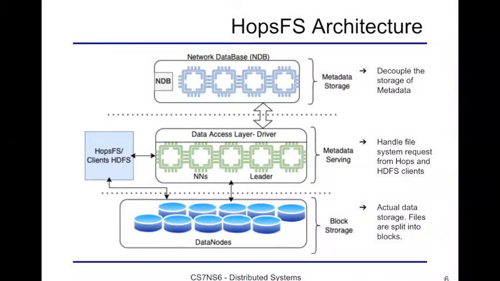HopsFS is a distribution of the Hadoop file system that's designed to tackle the limitations and shortcomings of HDFS. This is done primarily by replacing the single metadata architecture with a distributed metadata. The main subdivisions of HopsFS are the metadata storage layer, which consists of the network database called NDB, the metadata serving layer, and finally the block storage.